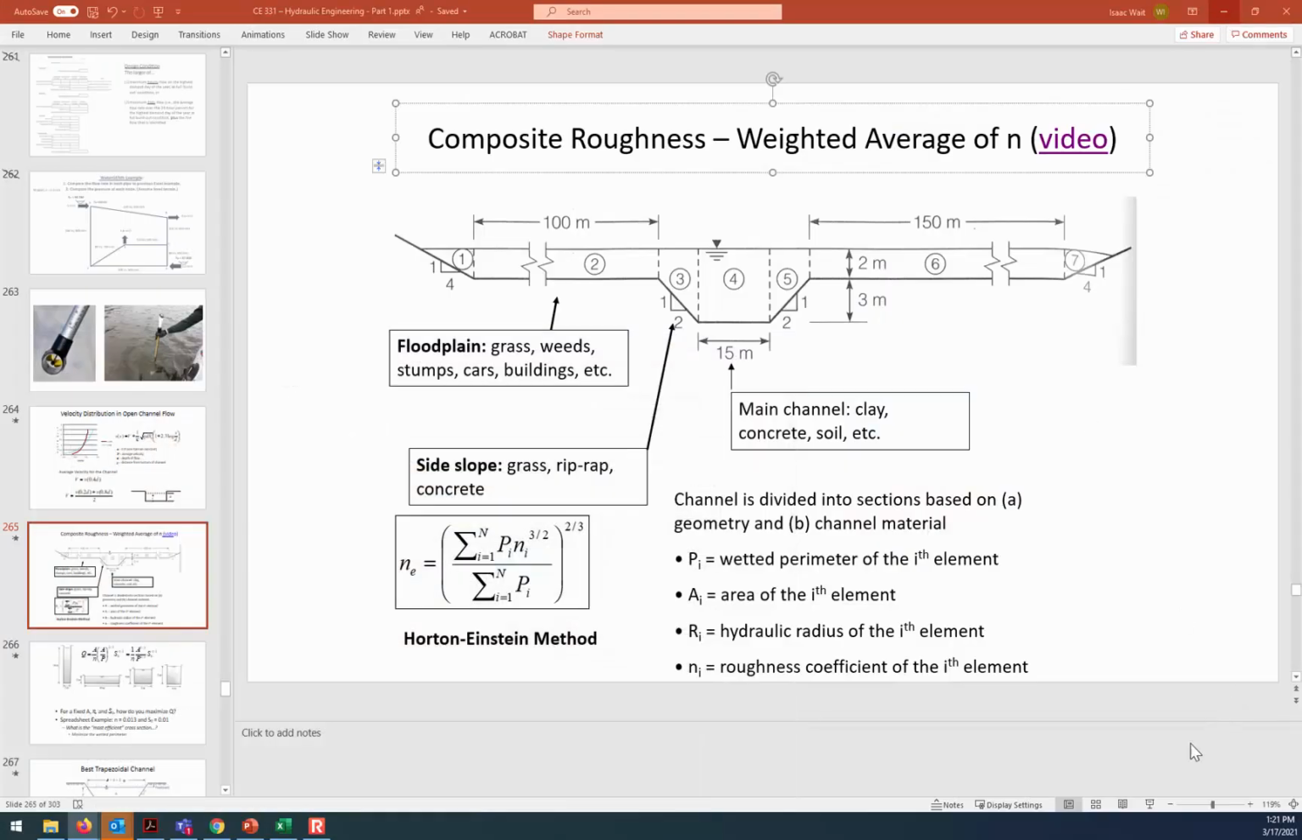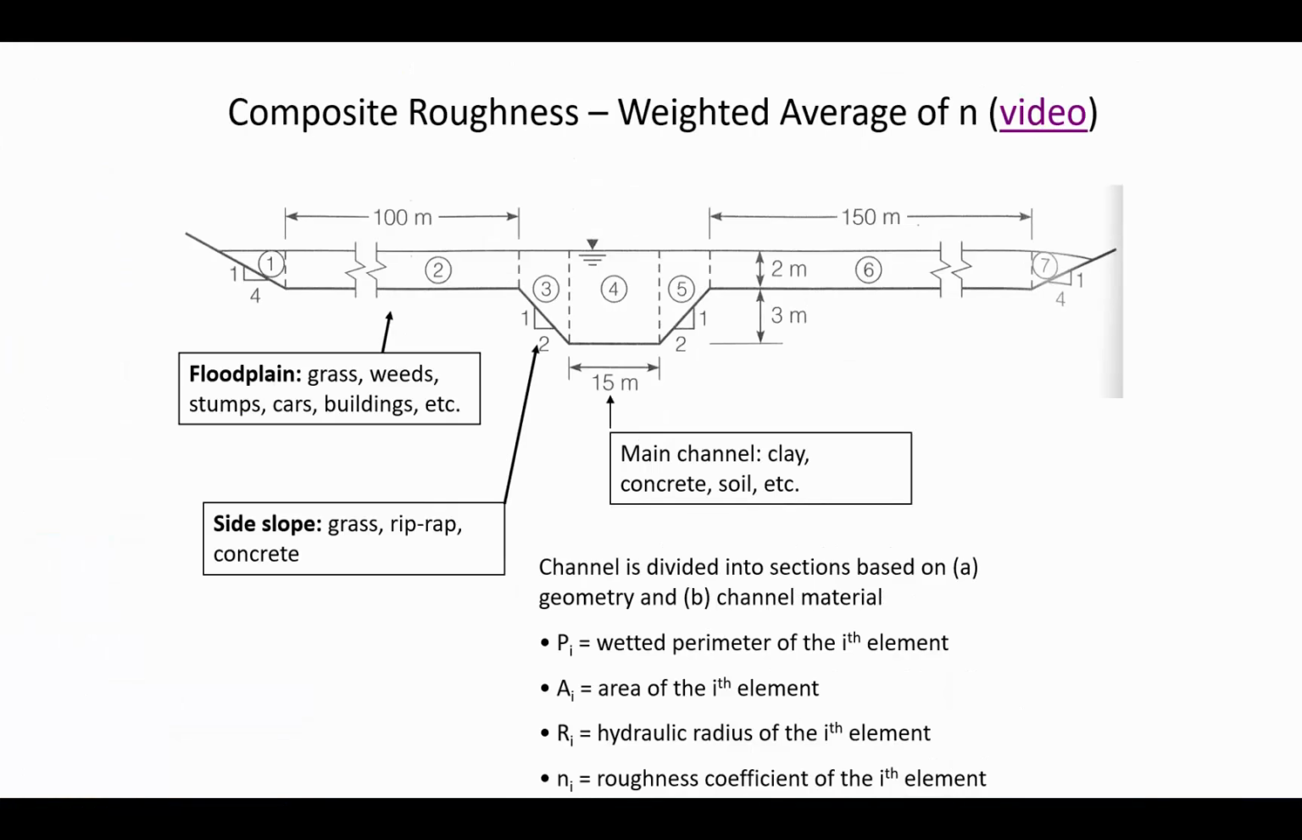Now, what we can do is apply techniques to come up with a numerical weighted average of Manning's n. Remember, the n value is the roughness, and the floodplains will have a very high n value because there's lots of resistance there, and the side slopes and the main channel will have a much lower n value where there's less resistance to flow, both because it's a smoother surface and also because the flow depth is greater.